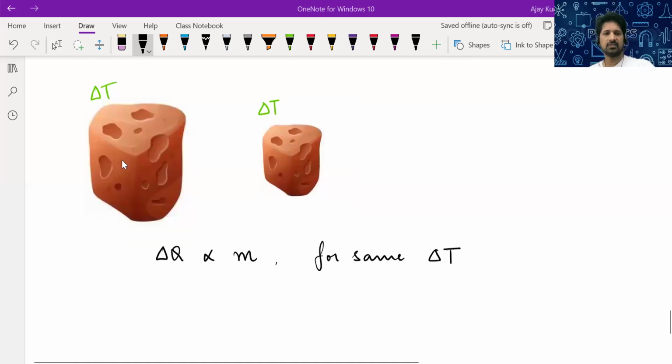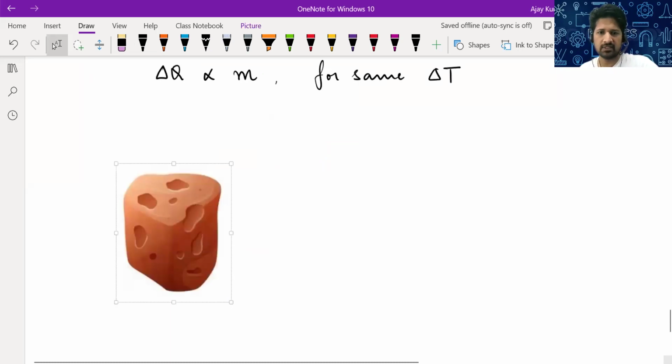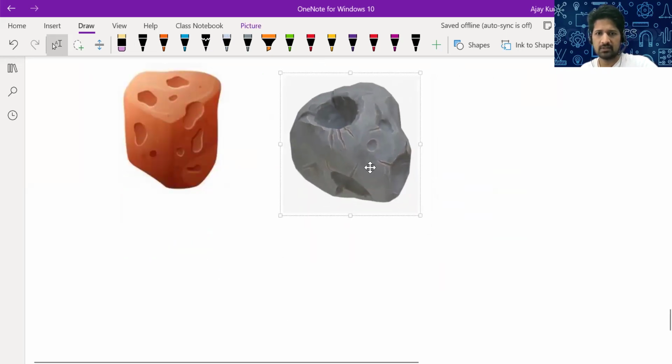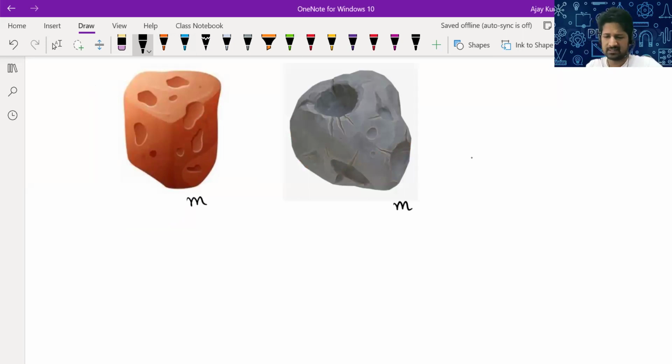Next, suppose there are two stones or two solid objects, but made of different materials. Let's say one is like this and another one like this. I'm using pictures of asteroids, but that's fine. Assume they have the same mass, M and M. They are both initially at the same temperature, and you want to bring about the same temperature change in both of them. Let's say they are both initially at 25 degrees Celsius, and you want to raise the temperature to 40 degrees C.